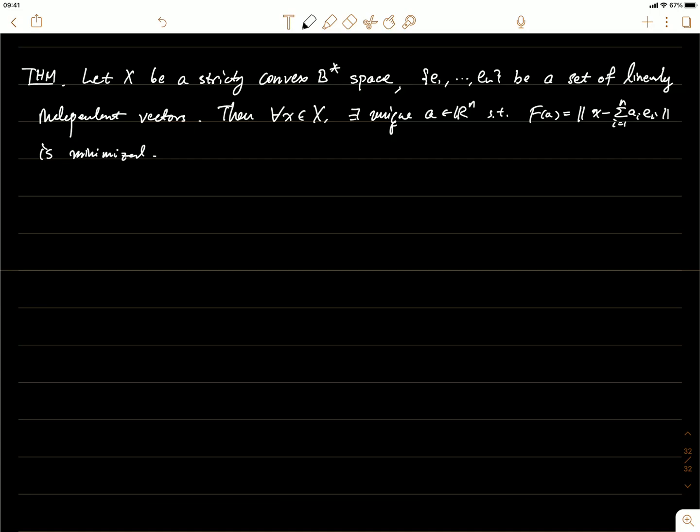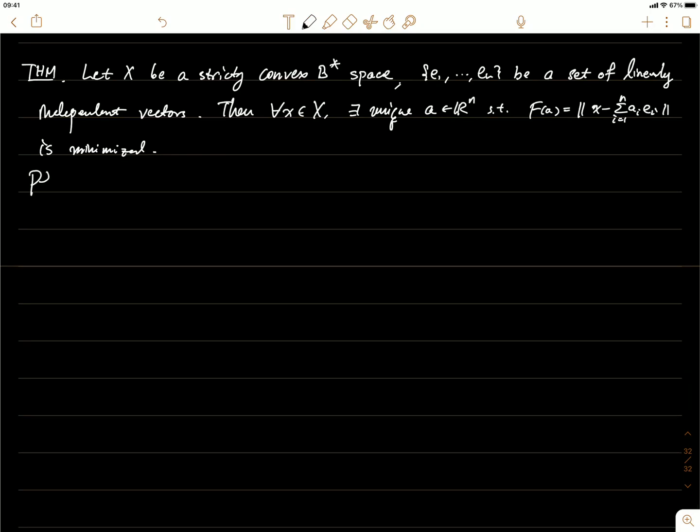Okay, so the theorem here says that if we have a strictly convex B-star space X, then we can guarantee the minimizer we found earlier is actually unique. The setup here is identical to the one we had before, except that we also added this strict convexity for X. So this is again the basis, the linearly independent set, and for any x we can find a unique vector a, which contains a1 through an, such that this functional is minimized. The only thing we need to do is just to show uniqueness. We already showed the existence earlier.